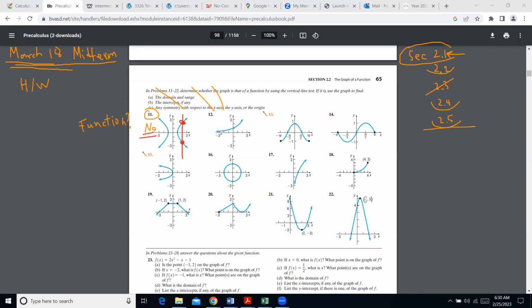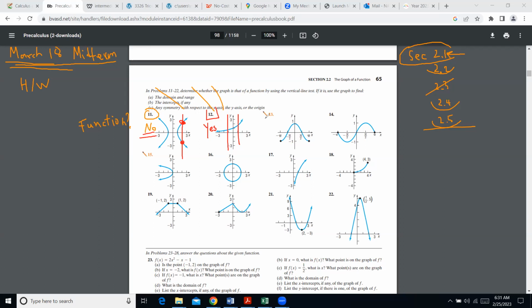That's the idea. So exercise number 12 is a function, because no matter what vertical line I'm thinking about, the vertical line intersects any piece of my curve only once. So it's a function. One intersection, function. 2 intersections, no function. That's it.